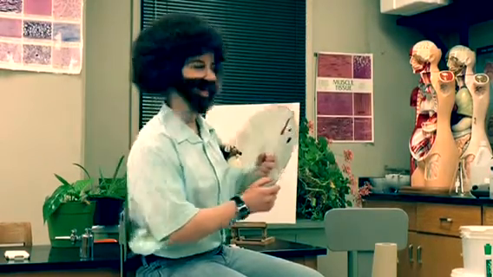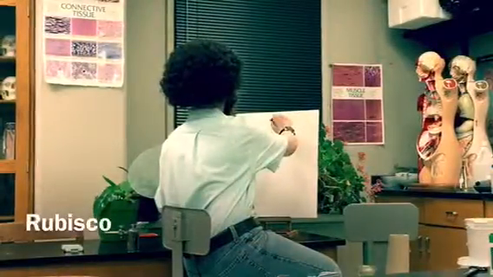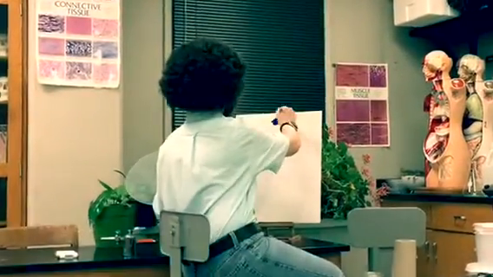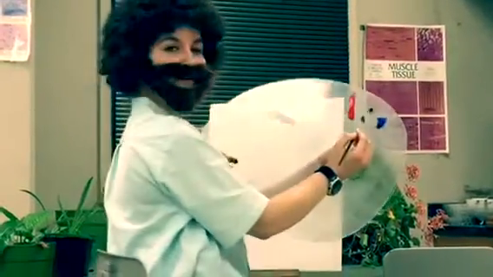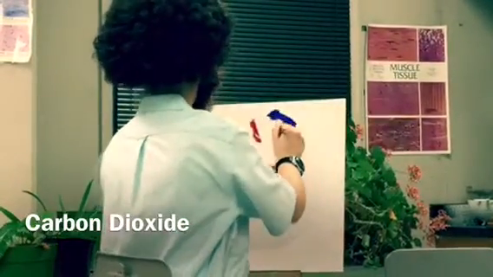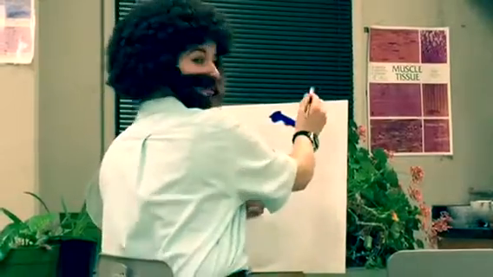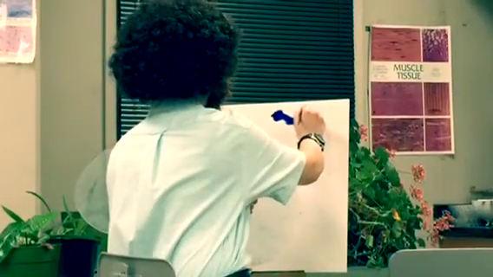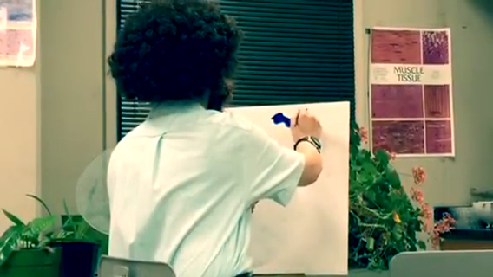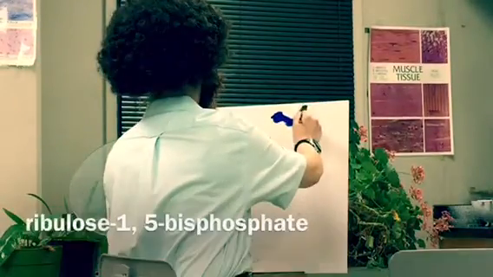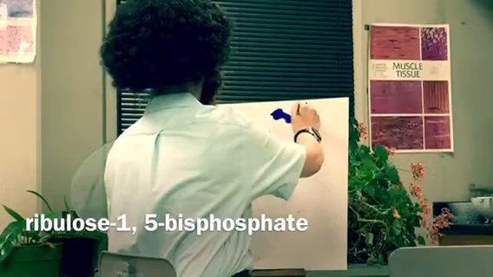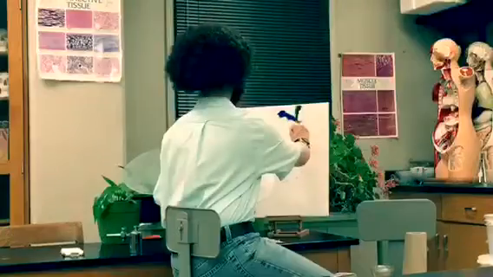Okay, let's begin. First, we're going to take some of this Rubisco blue right here, just like that, and also some of this carbon dioxide black, but not too much, just a little bit. And from here, we're going to use this to catalyze the carboxylation of ribulose 1,5-bisphosphate.